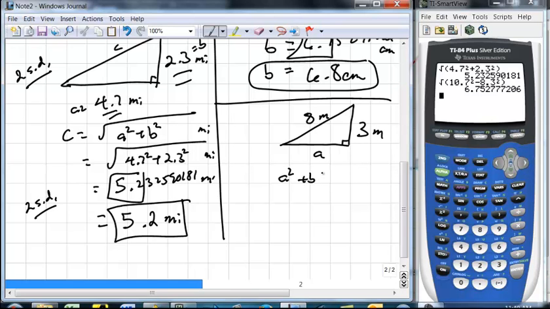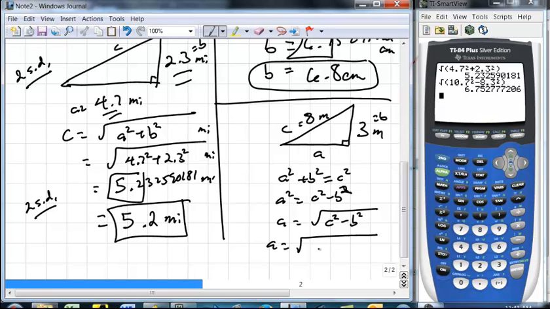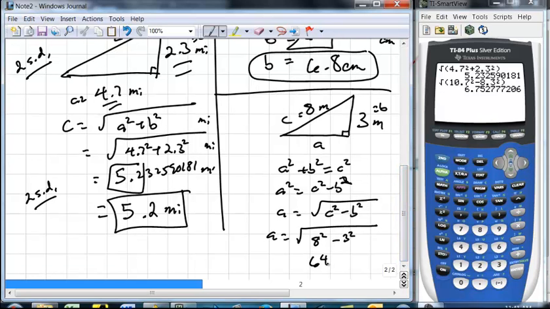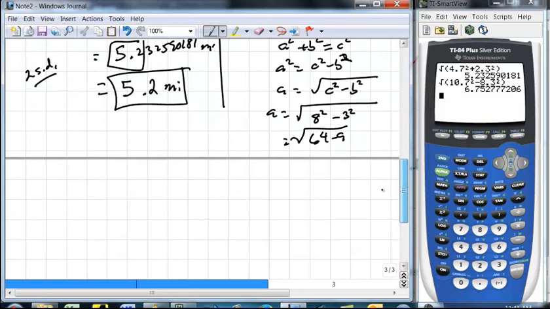Remember again, A squared plus B squared equals C squared, where this is A that we're looking for, this is B, and C is known. So A squared equals C squared minus B squared. A equals the square root of C squared minus B squared. So A is the square root of 8 squared minus 3 squared. So that's 64 minus 9 is 55. So the square root of 55.